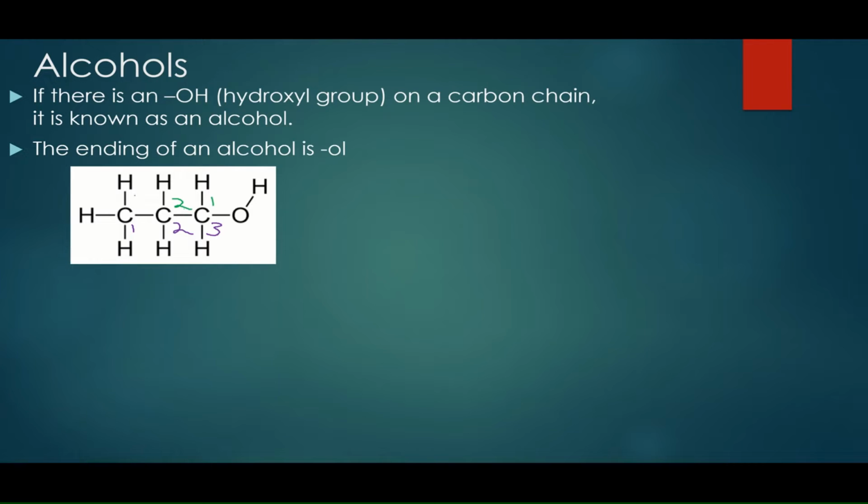So although if I number it from left to right, I'd call it 3 propanol. If I number it back the other way, it should be 1 propanol, and 1 is lower than 3, so the green way is the correct way to number this particular chain. 1 propanol. Again, prop tells us that there are 3 carbons. ANE would tell us that they're all single bonds. The OL at the end tells us there's an alcohol, which is an OH, and the 1 tells us it's on the first carbon.